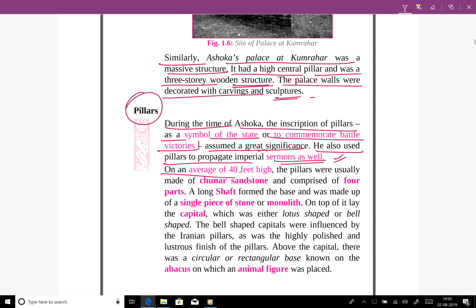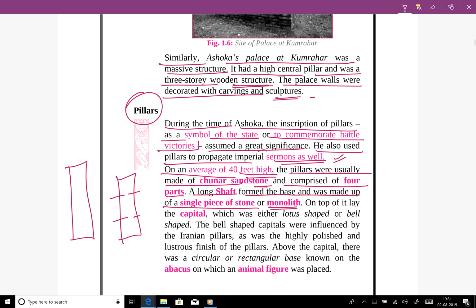On an average 40 feet high, the pillars were usually made of Chunar sandstone and composed of four parts. A long shaft formed the base and was made up of a single piece of stone, or monolith. A monolith is a single pillar with no cracks or joining of pieces. It will be a single pillar with no joints, a single stone used basically.